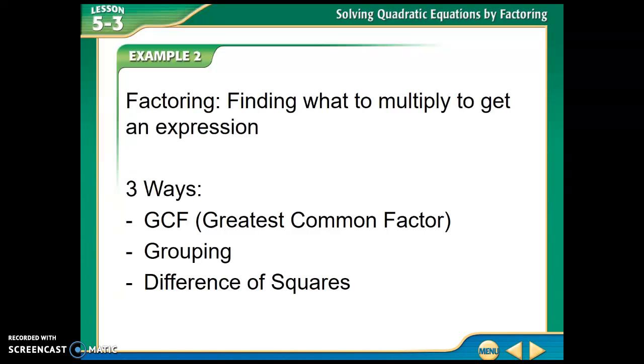Now we're going to look at factoring quadratics, or just factoring polynomials in general. Factoring just means finding what you're going to multiply to get an expression. So you're kind of working backwards a little bit. It's the opposite of FOILing and our box method. So it's the opposite of multiplying. Now I'm going to figure out what I multiplied to get that expression. The three ways we're going to look at in this video are GCF factoring, grouping, and difference of squares.